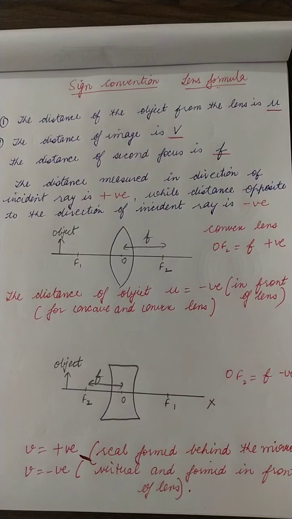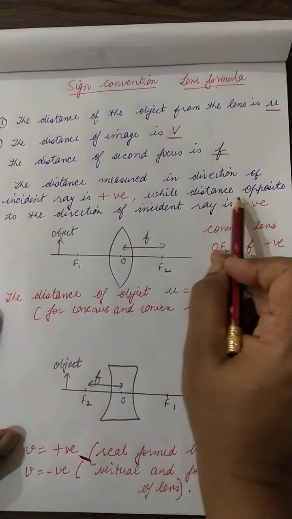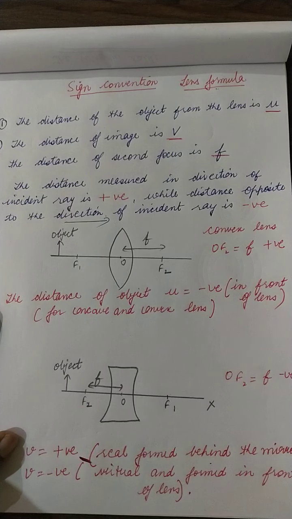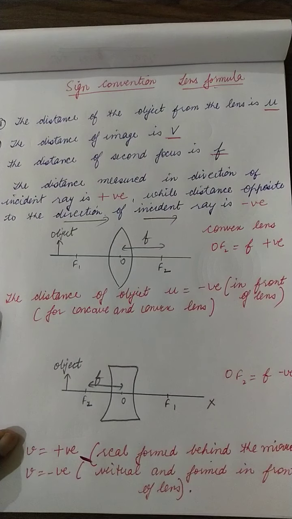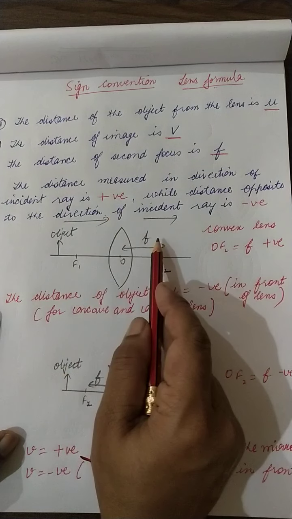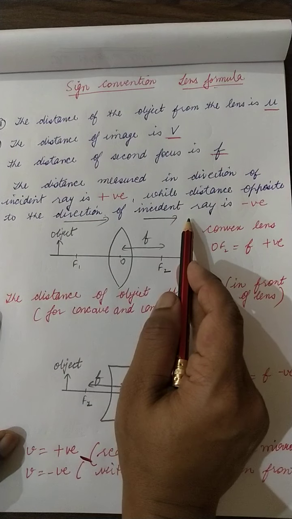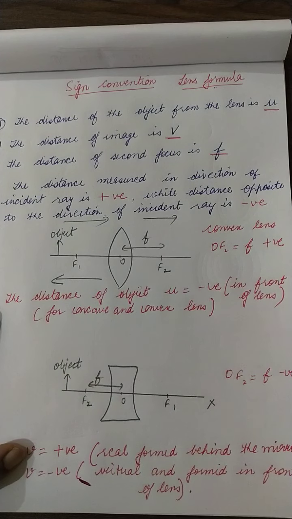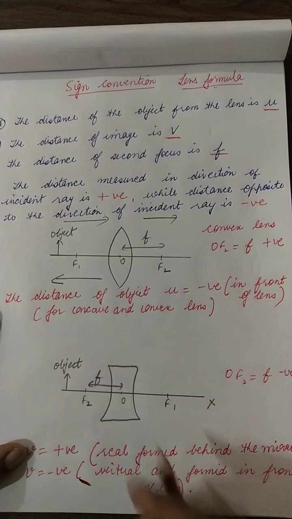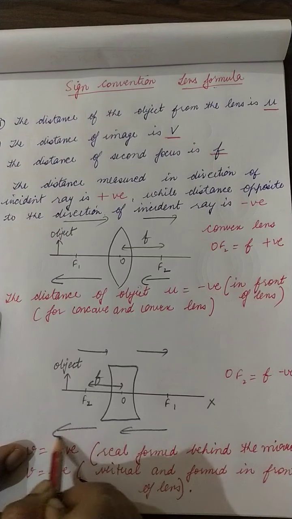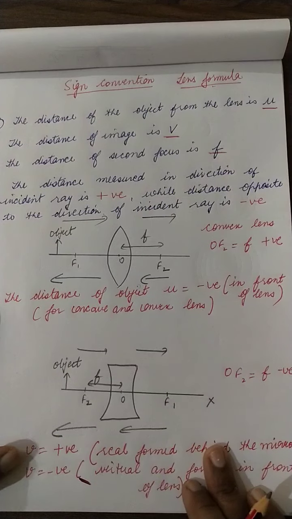And second thing, the distance measured in the direction of the incident ray is positive. As you know, the incident ray comes from this side, right? So this direction we will take as positive. If we measure the distance in this direction, it will be positive. If the distance is measured in the opposite direction, it is negative, right? This side it is positive, this side it is negative, because it is opposite to the incident ray.